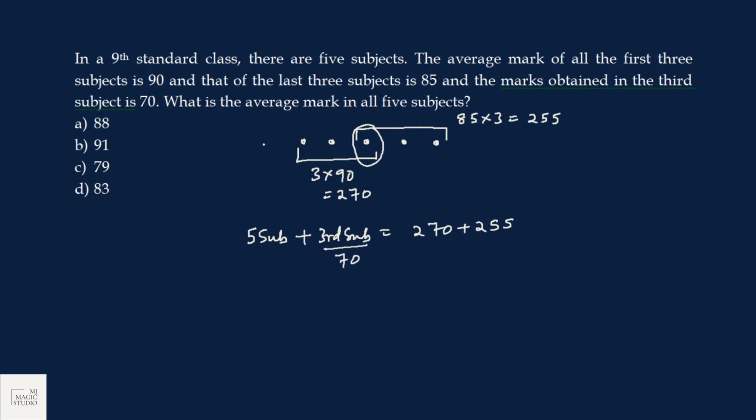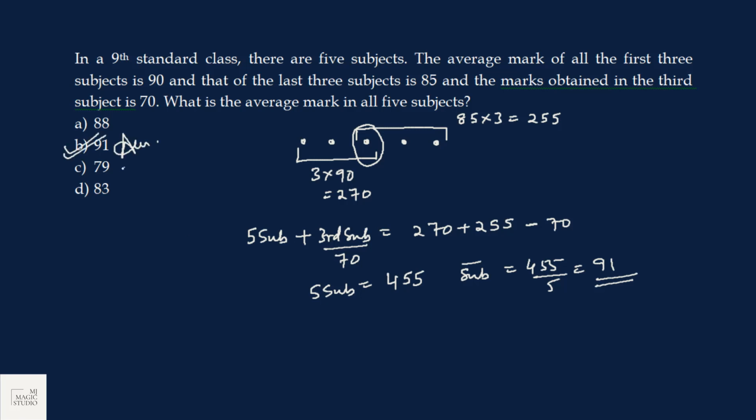The marks obtained in the third subject is 70. What is the average mark in all the 5 subjects? So 5 subjects total mark is 270 plus 255 minus 70. That is 455. So that means average per subject is 455 by 5. That is 91. Option B is the pick.